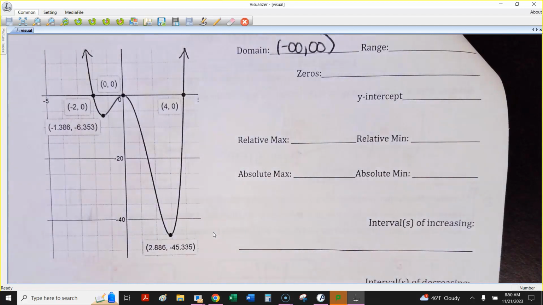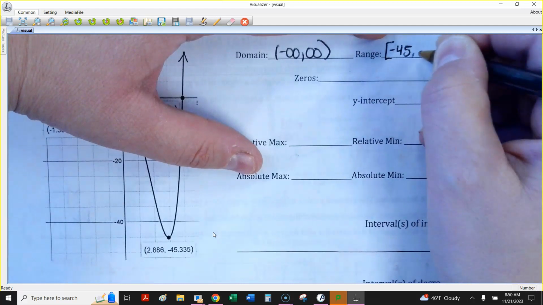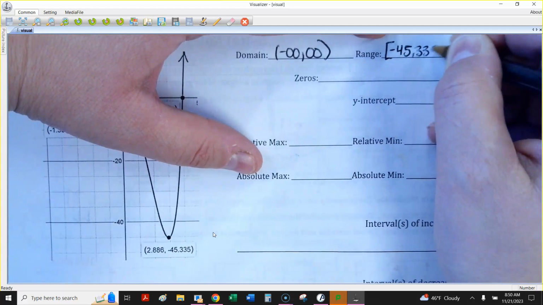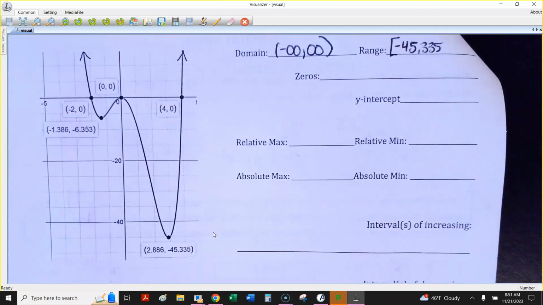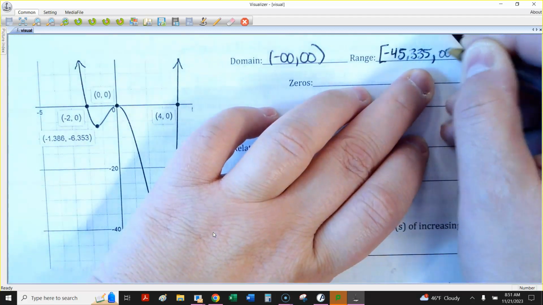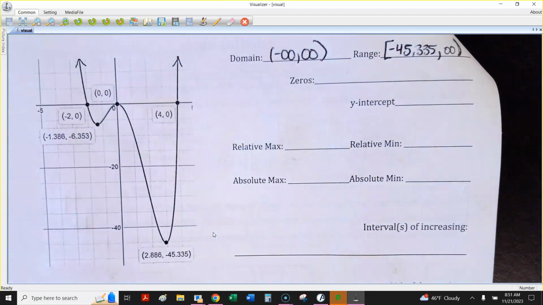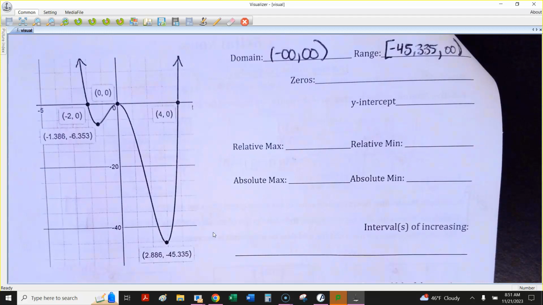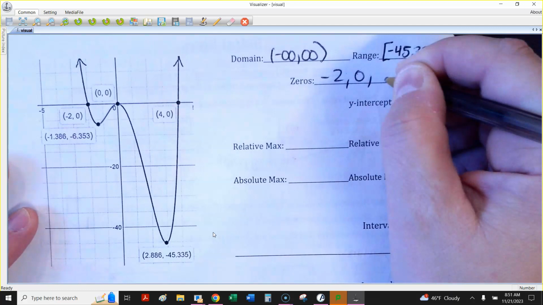So the y value of that very bottom of that graph is negative, sorry, too many decimal places, negative 45.335. That would have a bracket because I actually touched that point. And then the rest of the graph just points up forever. So the range would go from that negative 45 up to positive infinity. Sorry, that's really close to the staple there. All right, for your zeros, I'm just going to go across the x-axis. So I got negative 2, I've got 0, and I've got 4.